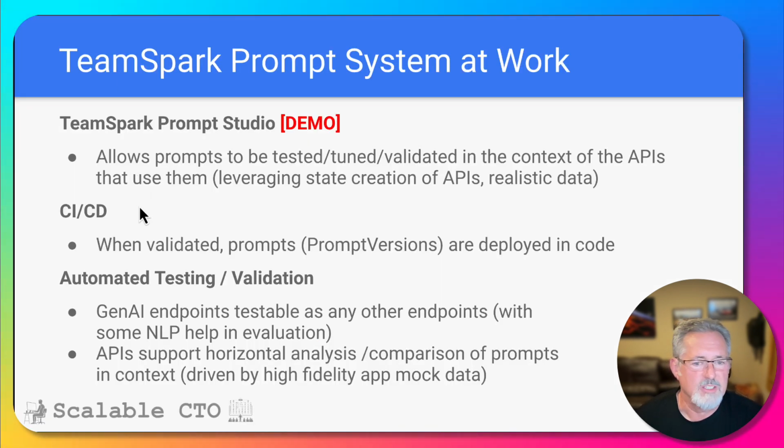So the way the CI/CD works is pretty straightforward. You can probably already guess: when I want to deploy a new prompt version, I just change the live version to point to the new one and deploy the code. And if I want to roll it back, I roll it back.